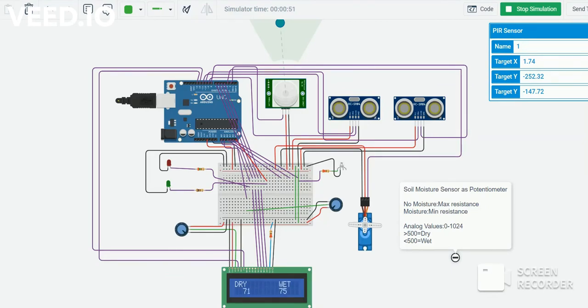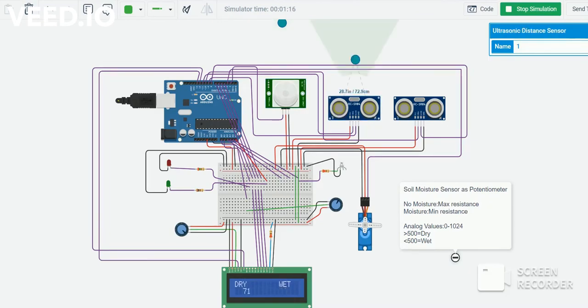Now I am setting the potentiometer for less than 500. So the moisture is 286, that is the resistance. So it is calculated as wet waste, so it will go to the wet waste bin. You can see here the servo motor is rotated.